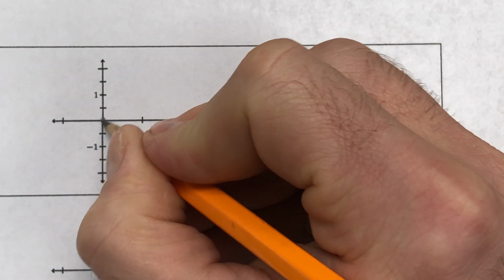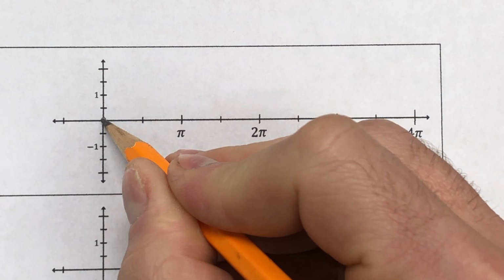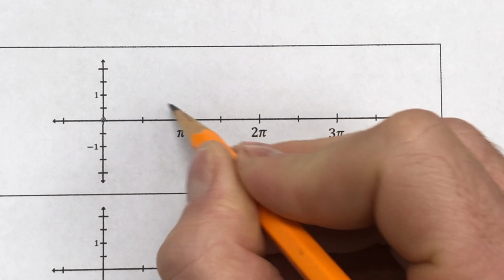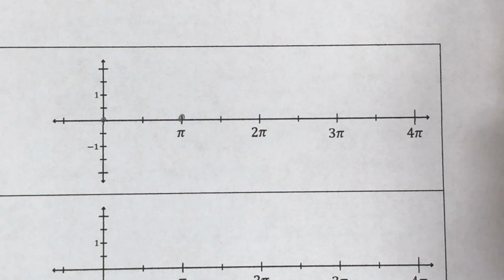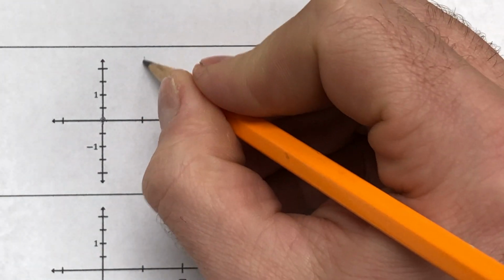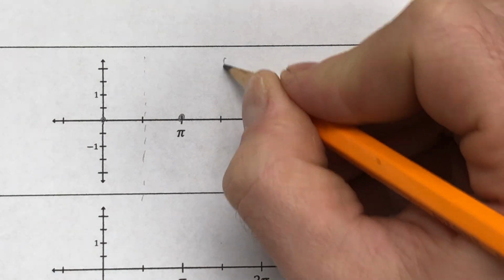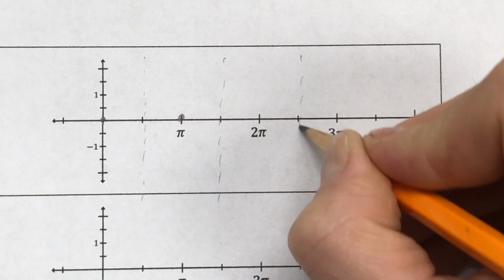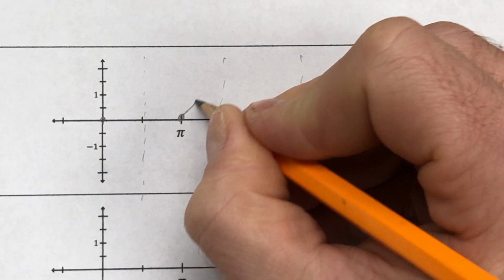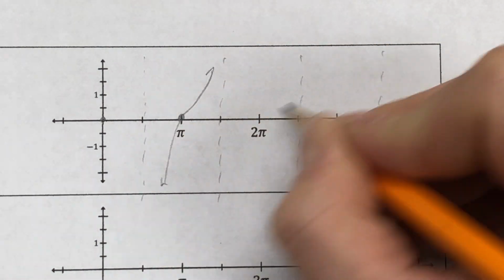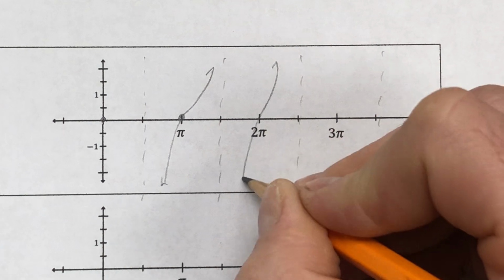Okay, so what was my 0 is now going to be shifted over to the right by pi units, which is the period, so perfect. I know that in between those is going to be an asymptote. I know that this is going to be very vertical because of that stretch.